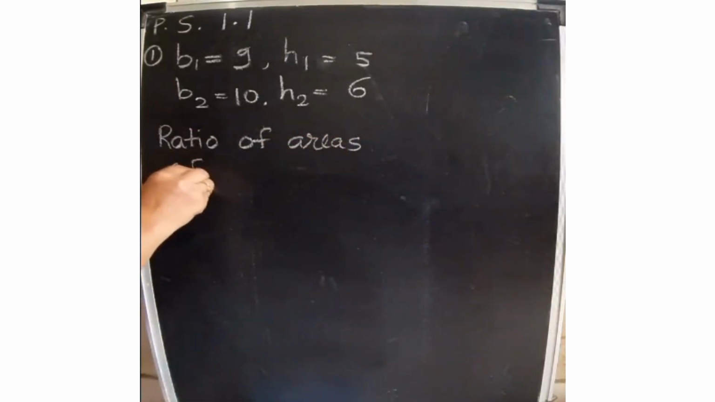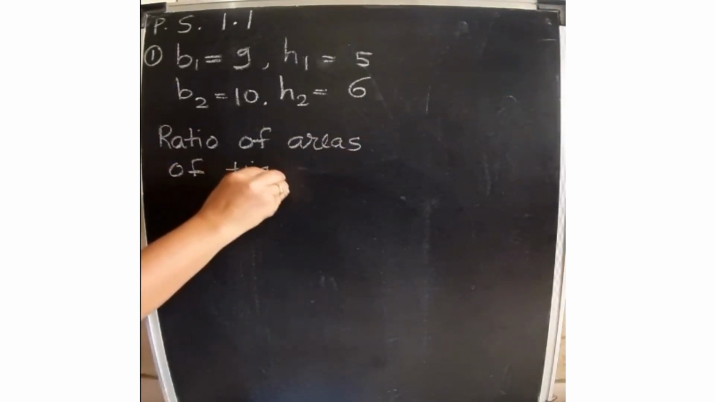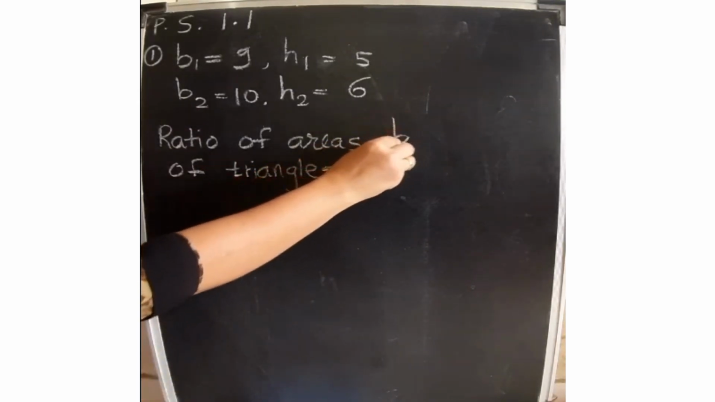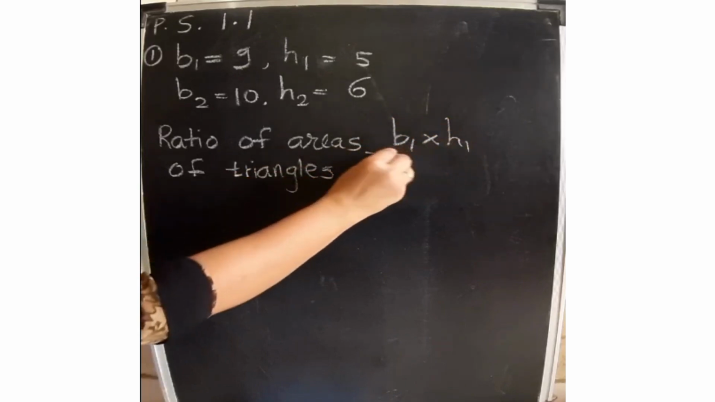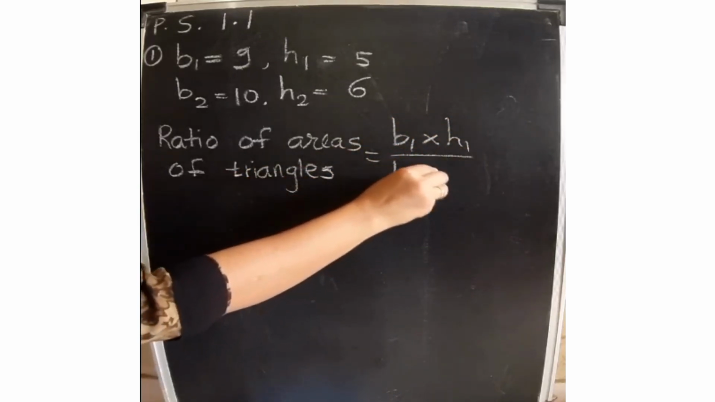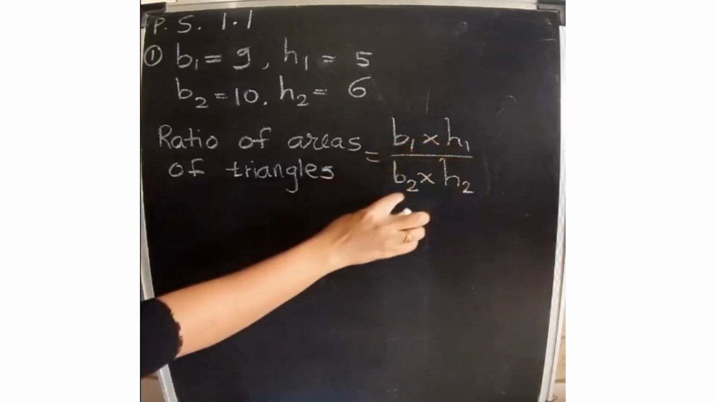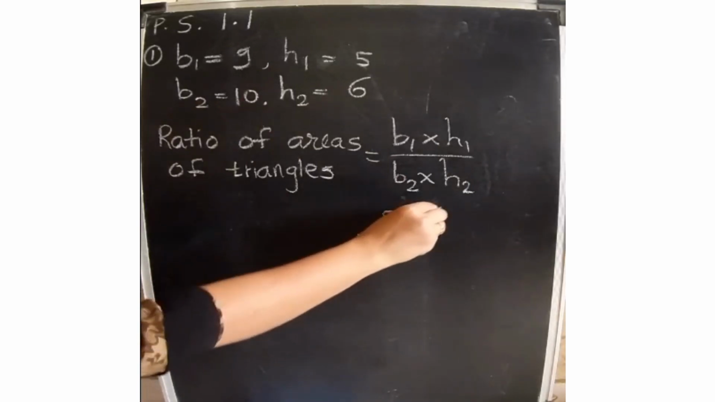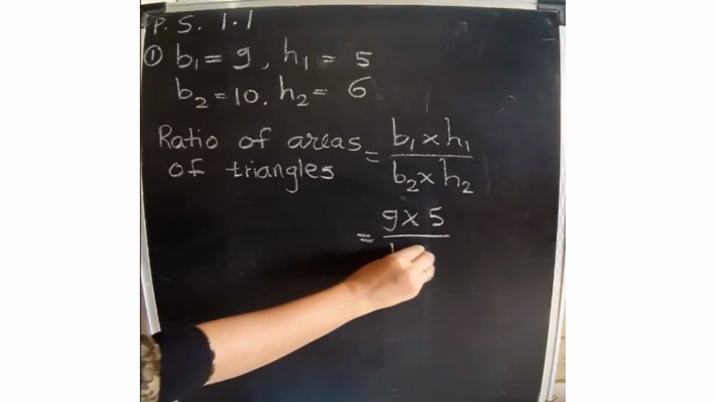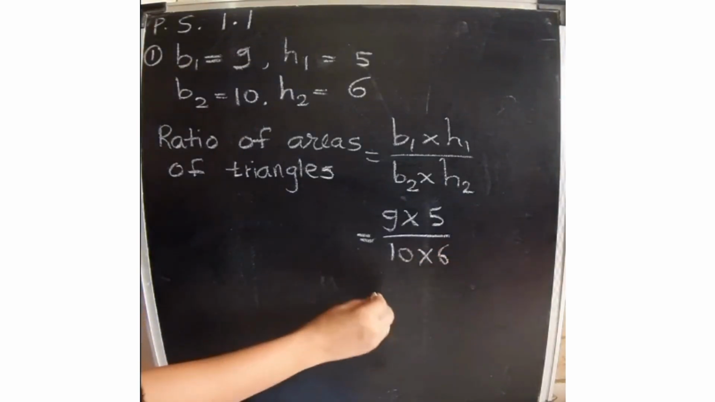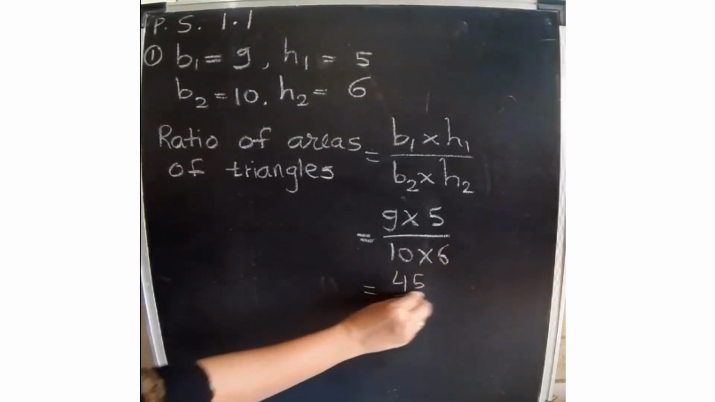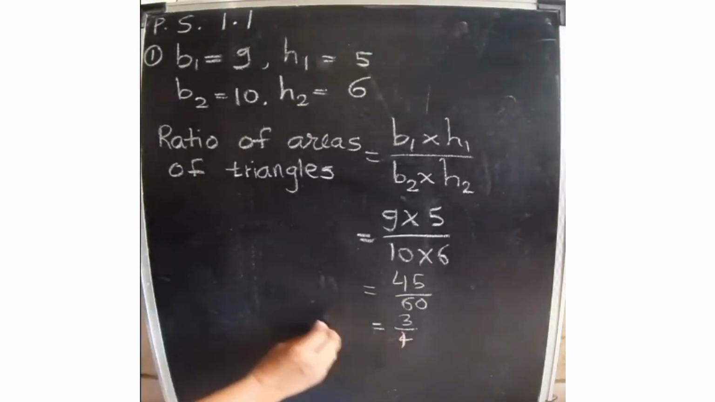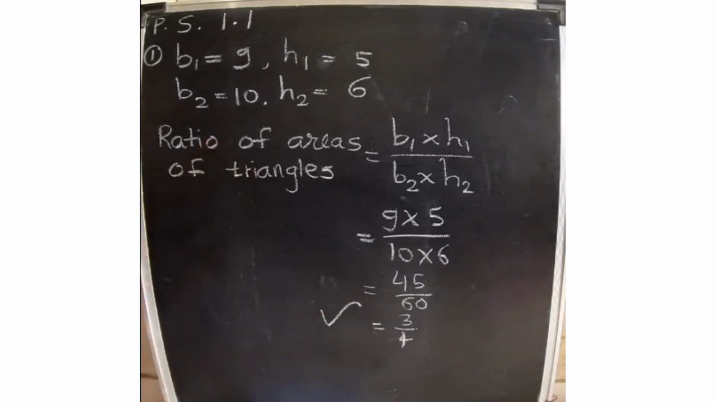So the ratio of areas of two triangles is equal to, we know, B1 into H1 upon B2 into H2, the base and height of the first triangle upon the base and height of the second triangle. Substitute all the values which we had written: 9 into 5 divided by 10 into 6. Multiply, divide, and find the final answer. Answer is 3 upon 4. So the ratio is 3 upon 4.